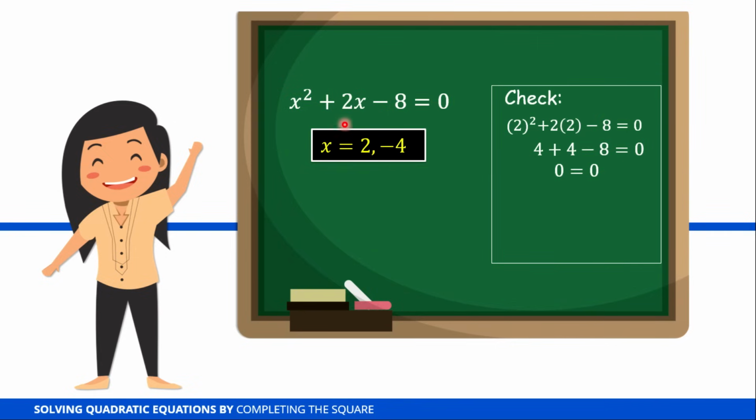Next, we have negative 4. Ipalit natin sa mga variables na x. So we have negative 4 squared plus the product of 2 and negative 4 minus 8 is equal to 0. Simplify. Of course, negative 4 times negative 4, that is positive 16. 2 times negative 4, that is negative 8. And then minus 8 is equal to 0. 16 minus 8 is equal to 0. So 0 is equal to 0. Ibig sabihin, tama yung ating naging roots or solutions.